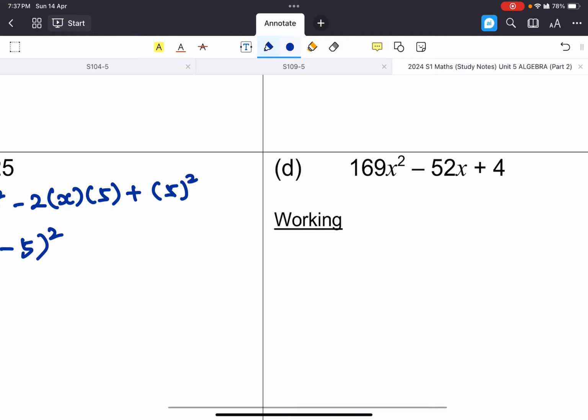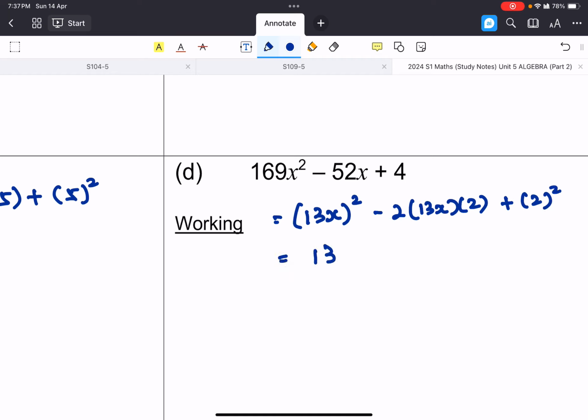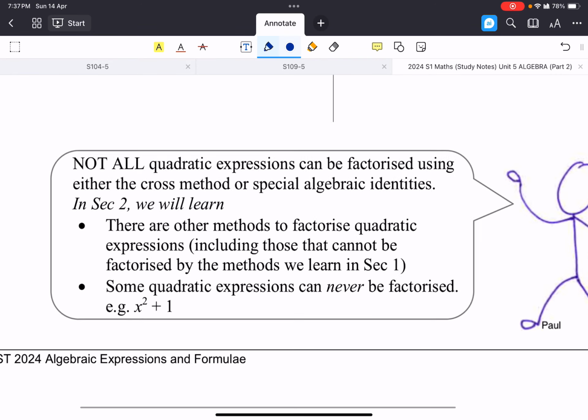Okay. Finally, another example. 169 and 4. Sure. Right? 169 is 13 squared. So (13x) squared. Right? Minus 2 times 13 times 2. Is it 52? Yes, it's 52, plus 2 squared. Right? So this gives us (13x minus 2) squared. There we go. So knowing your special identities well really helps. Really helps. But feel free to use the cross method to try and test and confirm that this works as well. Alright? Okay. So with this, here's some summary.